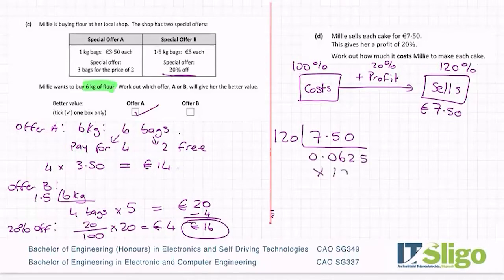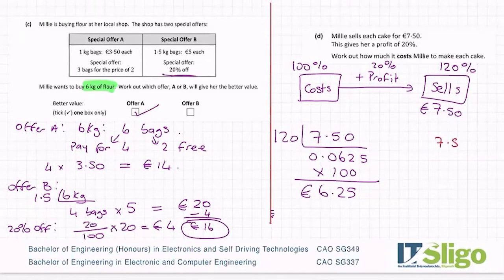And you multiply it by 100 to get the cost price. Okay, €625. Okay, so where do people go wrong in this question?